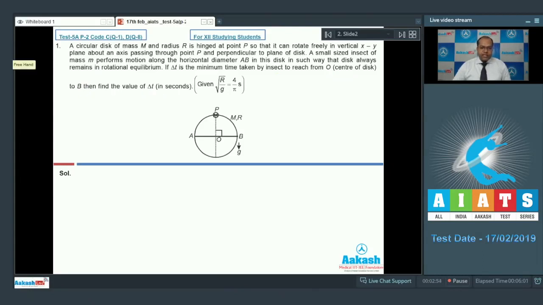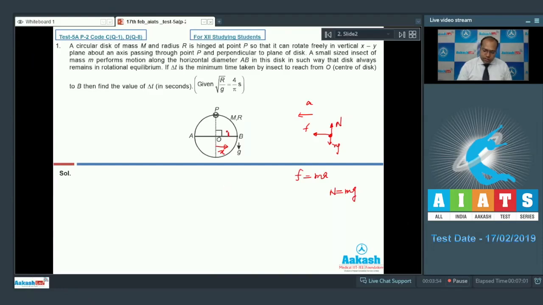Let at any time t the particle be at this position, at a distance x from point O. If I draw the free body diagram of the particle, mg is acting in this direction and the normal is acting in this direction. The only force responsible for the motion of the insect is the frictional force, which acts as a restoring force. Let the acceleration at that point be a. So F is equal to ma, and N is equal to mg.